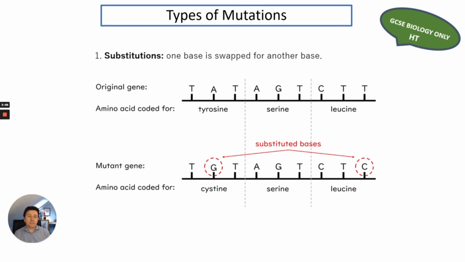The first one is substitutions, where one base is swapped for another base. You can see the substituted bases, and what sometimes happens is that the amino acid it coded for is made to be different. Sometimes it's the same, but sometimes it's different, and therefore affects the functioning of the protein.